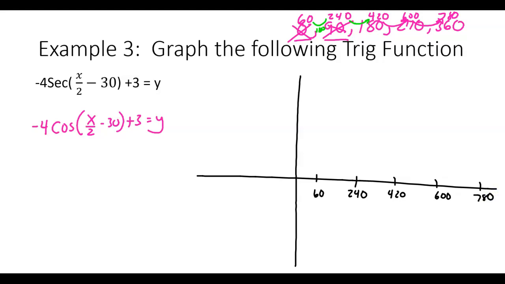Step two, let's graph our midline. So my midline is 3. So at y equals 3, I'll draw a little midline. All right. The next thing we're going to do is find our maximum and minimum by using our amplitude. My amplitude is 4, so I'm going to go up 4 and down 4 and put in my minimum line and my maximum line.